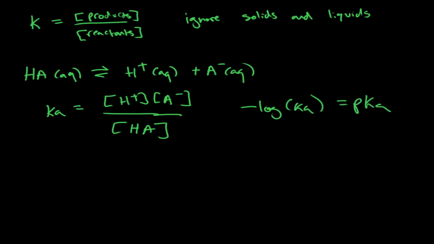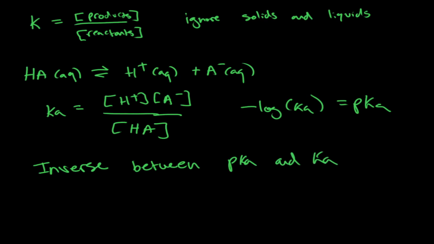So it's important to realize here that there's an inverse relationship between our pKa and our Ka. And what I mean by this is a large Ka signifies a really strong acid, and a small pKa would signify a really strong acid. So there's an inverse relationship between the two.